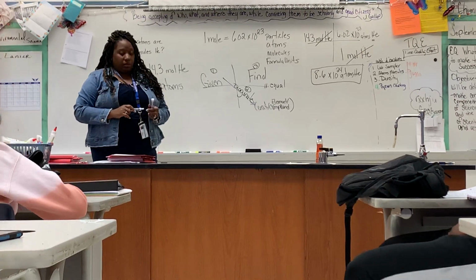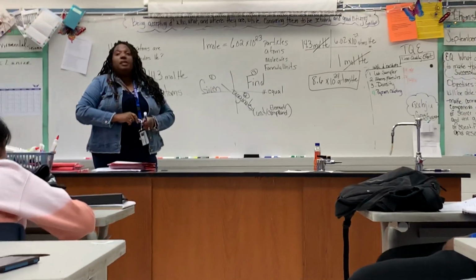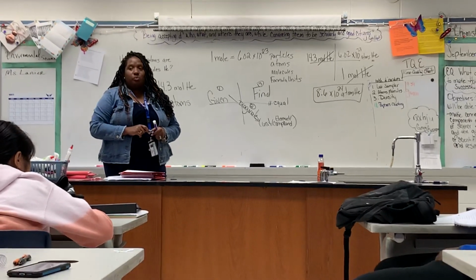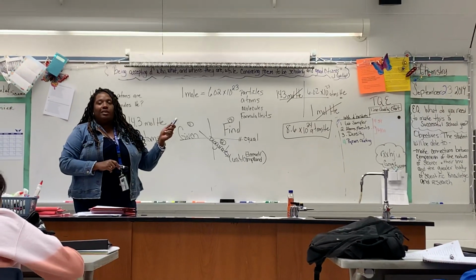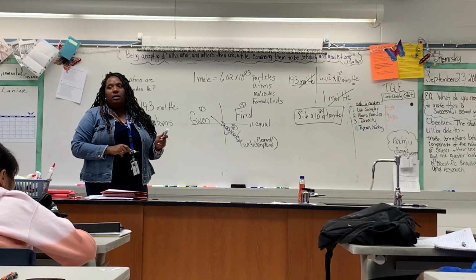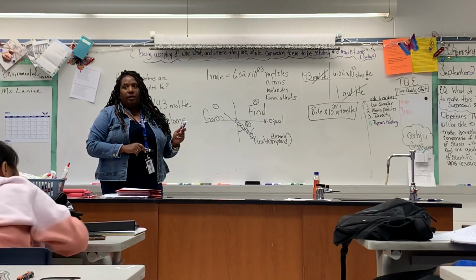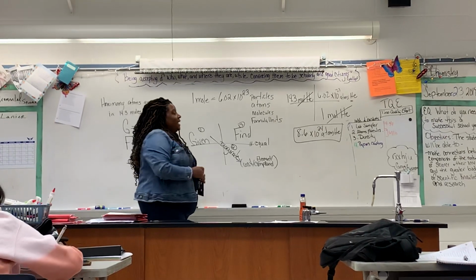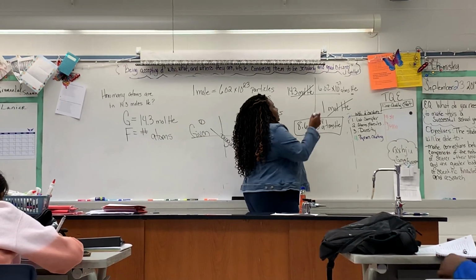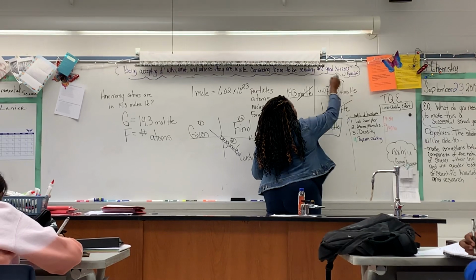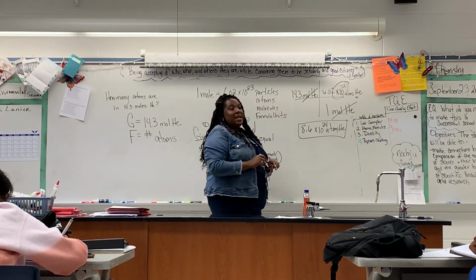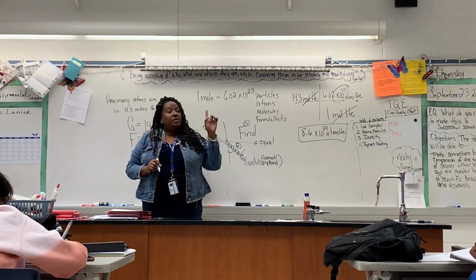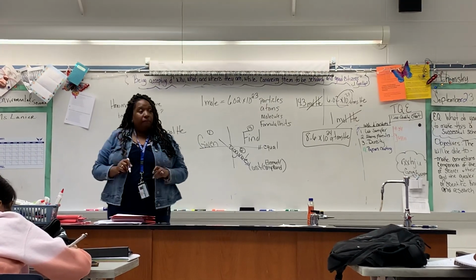14.3 times 6.02, second, double E, 23, equals. Yes. When we do second double E, that takes the place of that times 10 to the 23rd. When we do second double E, 23. Got it?